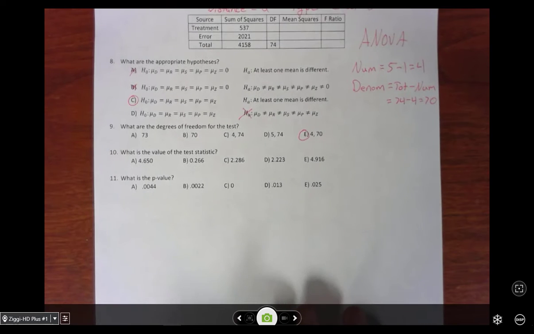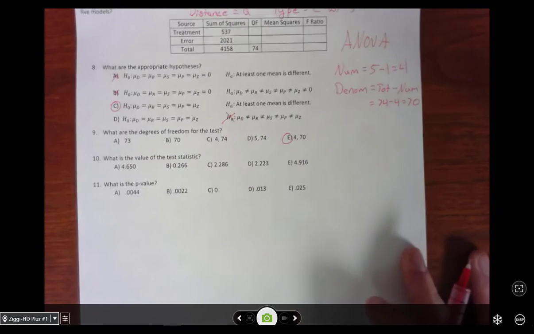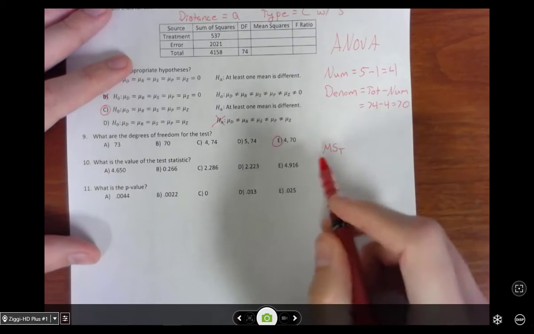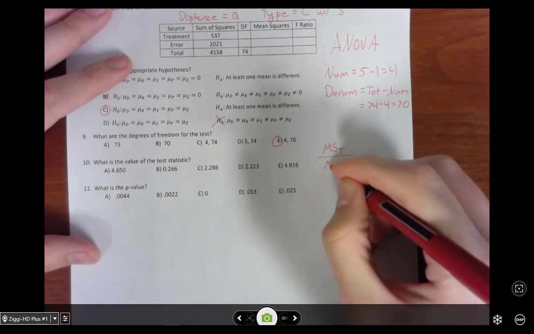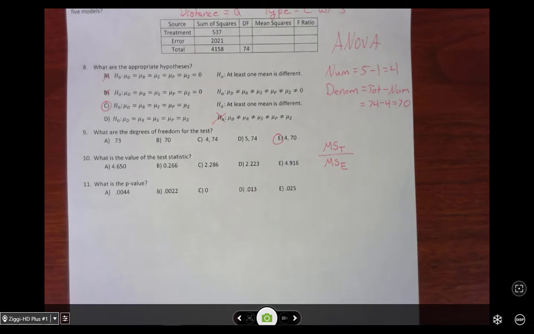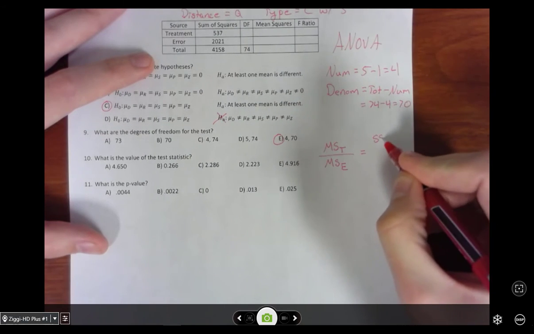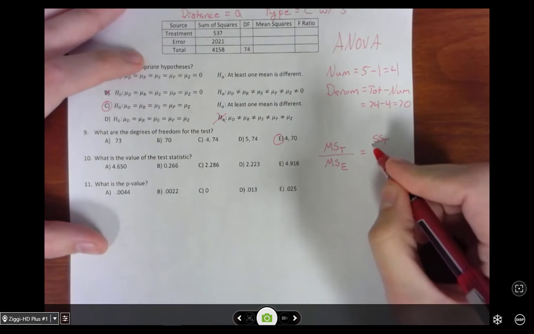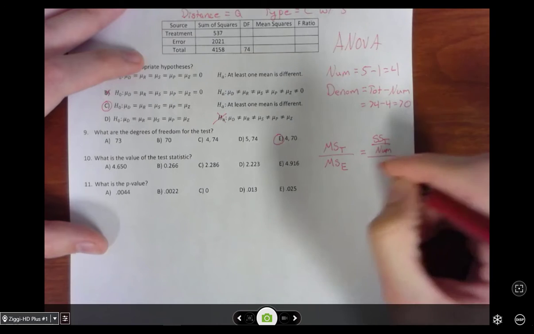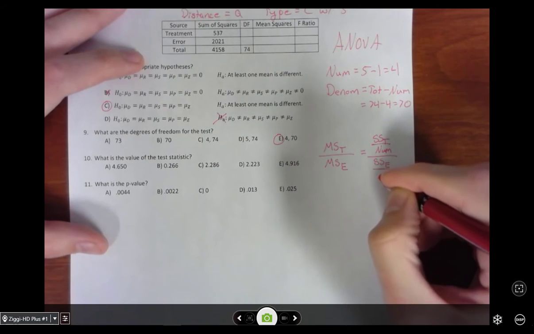Part 10 asks, what is the value of the test statistic? We want to find MS of the treatment, the difference between the televisions, and divide by MS of the error. How much do the televisions vary within each category? MST is the sum of squares of the treatment divided by its degrees of freedom. And MSE is the sum of squares error divided by its degrees of freedom.